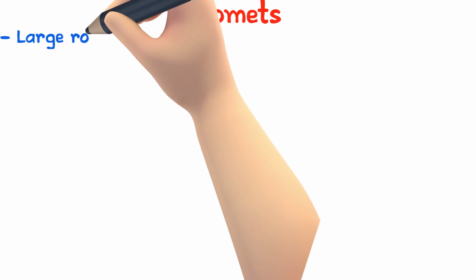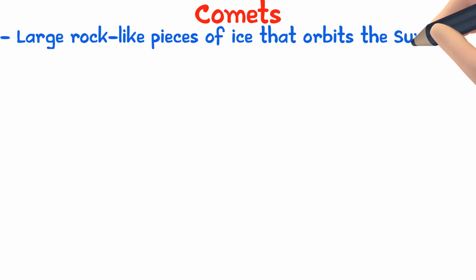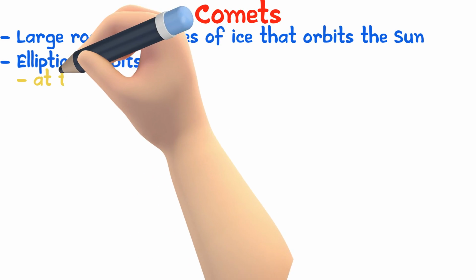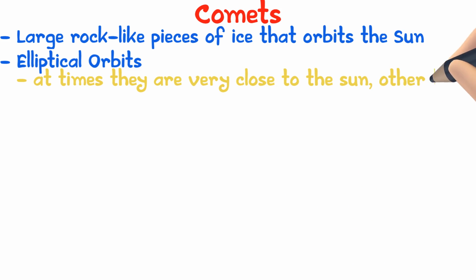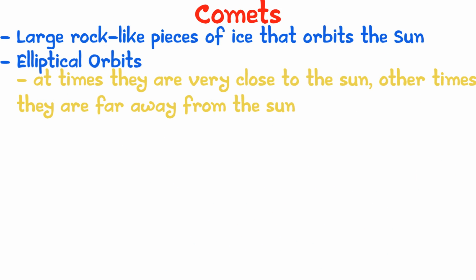Comets are large rock-like pieces of ice that orbit the Sun. They have elliptical orbits, so at times they are far away from the Sun, and at other times they are very close to the Sun.